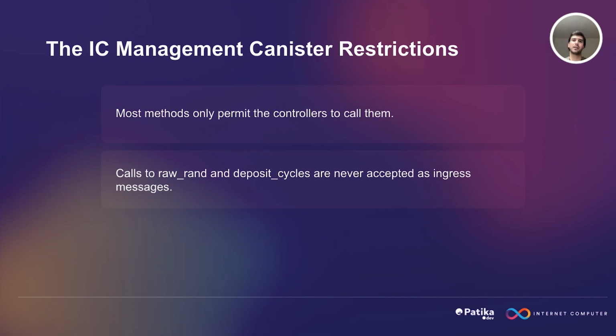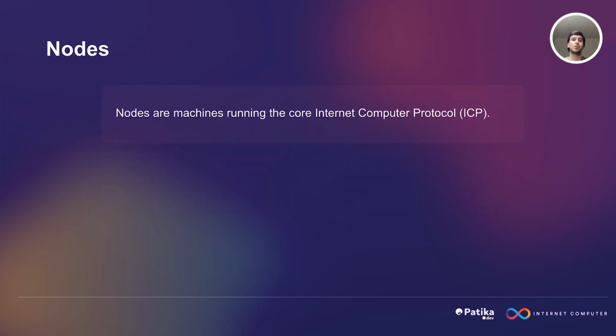Now that we know about the canisters and the management canister, let's look at the nodes. So, nodes are the machines that are running the core Internet Computer Protocol. When we refer to nodes, we are talking about individual computers that participate in the Internet Computer Network. Each of these computers runs the core Internet Computer Protocol. This protocol governs how nodes communicate and interact with one another. So, it actually sets the rules of the game, so to speak.